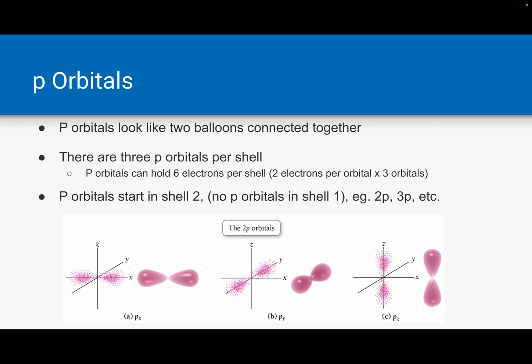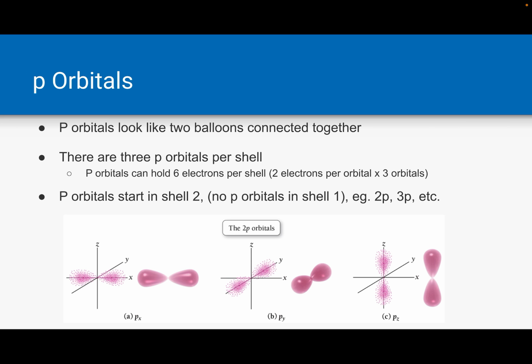Okay. Now we get to the p orbitals. These are fairly easy to visualize as well. We talked about these being a dumbbell or two balloons stuck together. This again shows you that you will have three different shapes, three different orbitals at each level. These start at level 2, so you don't have a 1p orbital. You only have a 2p, 3p, etc.